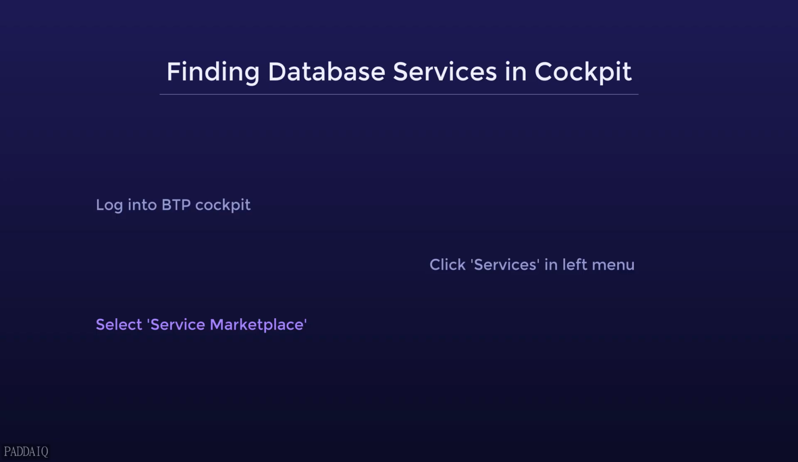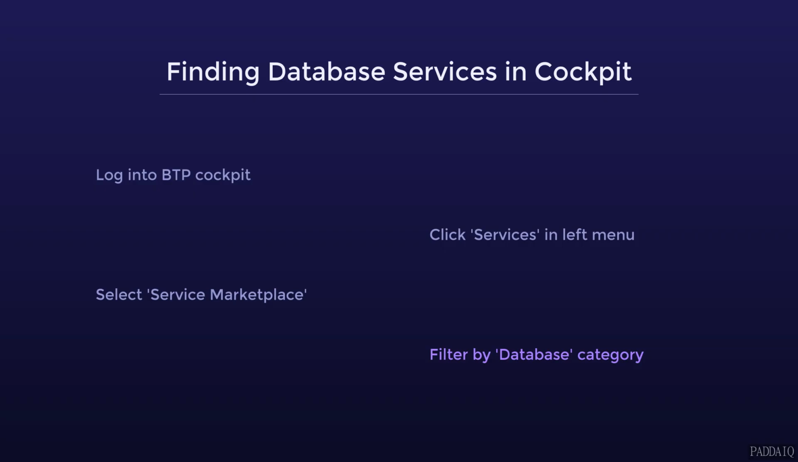Select Service Marketplace. This is where all available BTP services are listed for you to browse and enable. For instance, if your team needs a database, you'd go here to find SAP HANA Cloud. It's your starting point for accessing any database service in the cockpit.